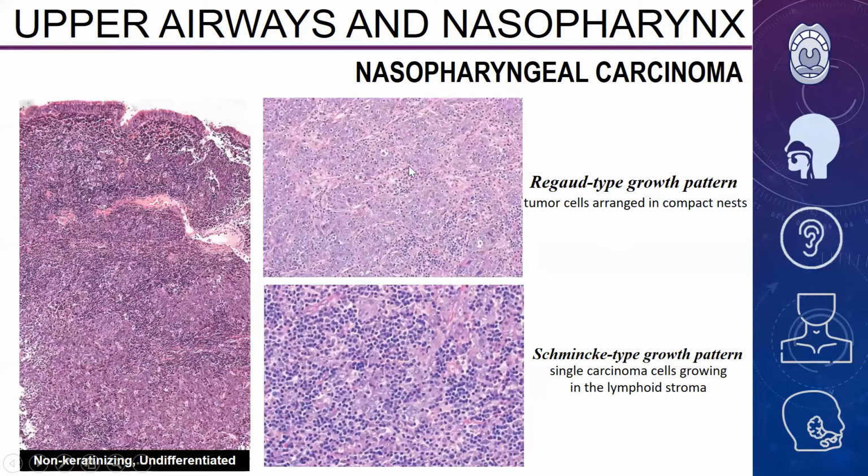The first is referred to as the Regaud type of growth, consisting of well-defined aggregates of epithelial cells surrounded by fibrous tissue and lymphoid cells. The second type or pattern is designated as the Schmincke type growth pattern, wherein the neoplastic cells grow diffusely and are closely intermingled with the inflammatory cells. This type is confused with large cell malignant lymphoma.